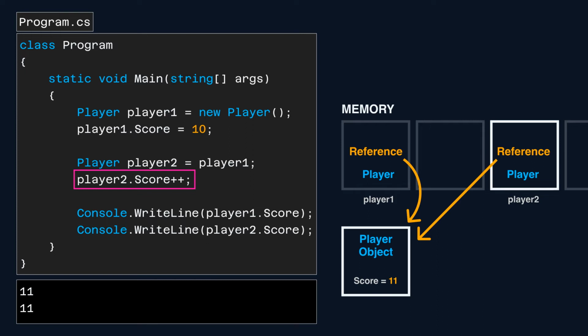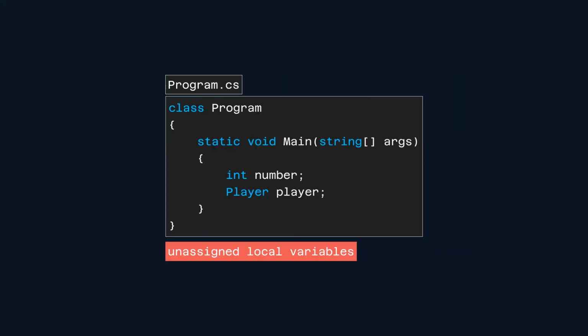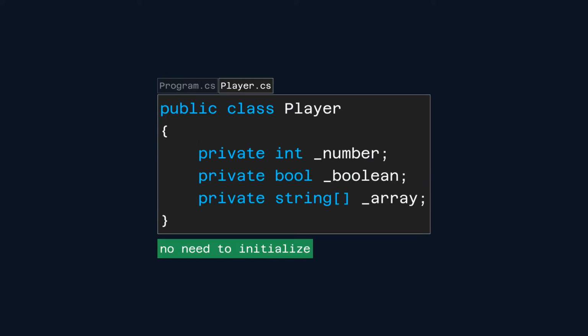This brings another topic into the discussion, initializing variables. First of all, in C#, local variables must be initialized before they are used. Local variables are the ones declared inside the method's body. And this is true for both value type and reference type variables. Now, with instance variables, it's not exactly required, but we need to be more careful when dealing with value or reference type variables. Instance variables are the ones declared directly in a class.